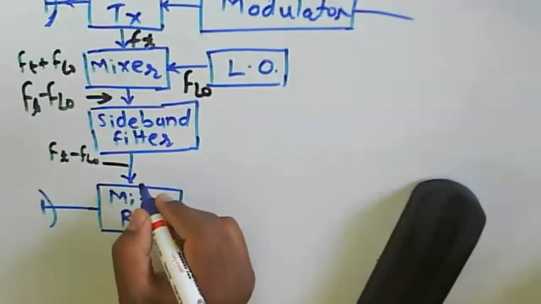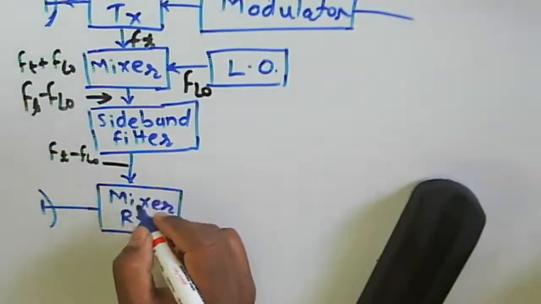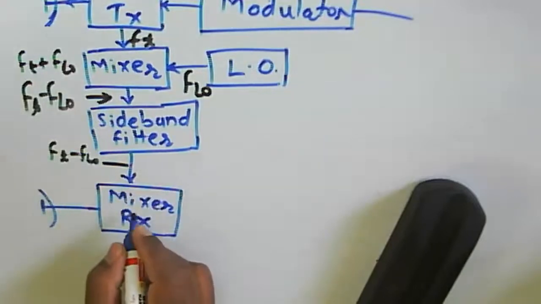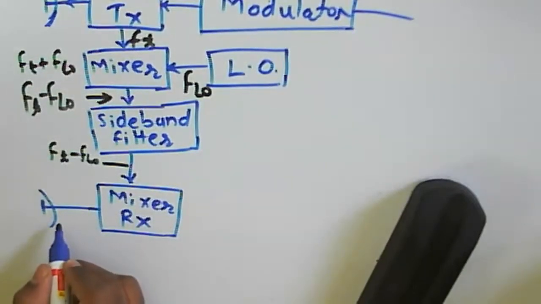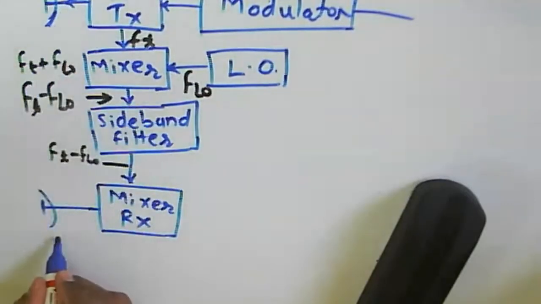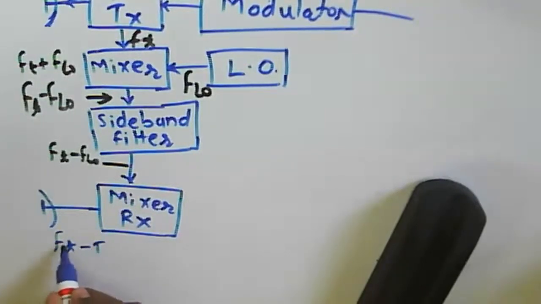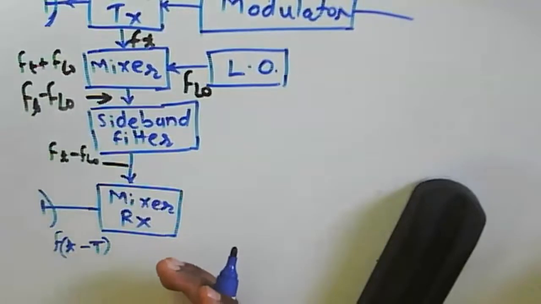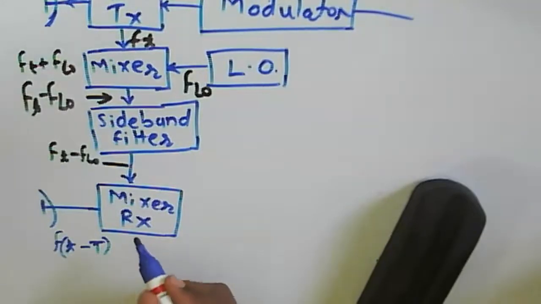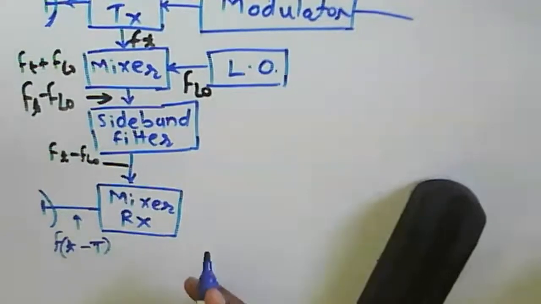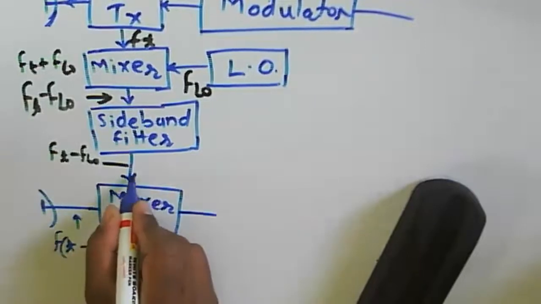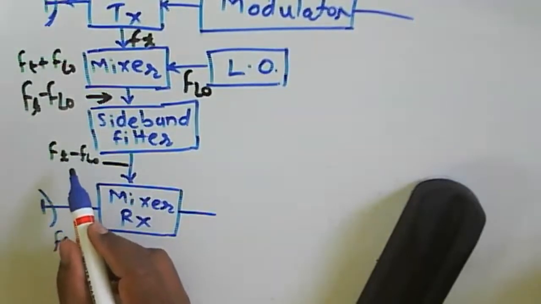Now that particular signal is passed through the mixer, and we are getting the echo here, and that echo is nothing but the transmitted signal that we are transmitting here, f of t. So that's why we are getting the echo after a small duration, so we can say f of t minus t. That is the signal at the receiver, the echo signal, and here Ft minus FLO, we have the transmitted signal.